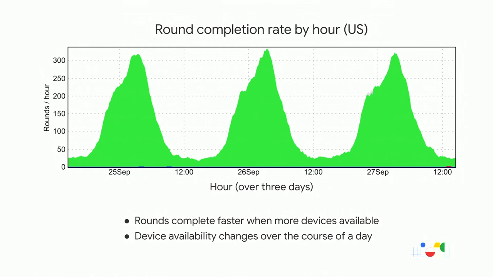You see this periodic structure of peaks and troughs, which represent day versus night. Because devices are only participating when they're otherwise idle and charging, the peaks of round completion rate are when more devices are plugged in, which is usually when they're charging on someone's nightstand as they sleep. Rounds complete faster when more devices are available. And the device availability can change over the course of the day. That, in turn, implies a dynamic data availability, because the data itself might be slightly different from the users who plug in phones at night versus the day, which is something that we'll get back to when we talk about federated learning in particular.